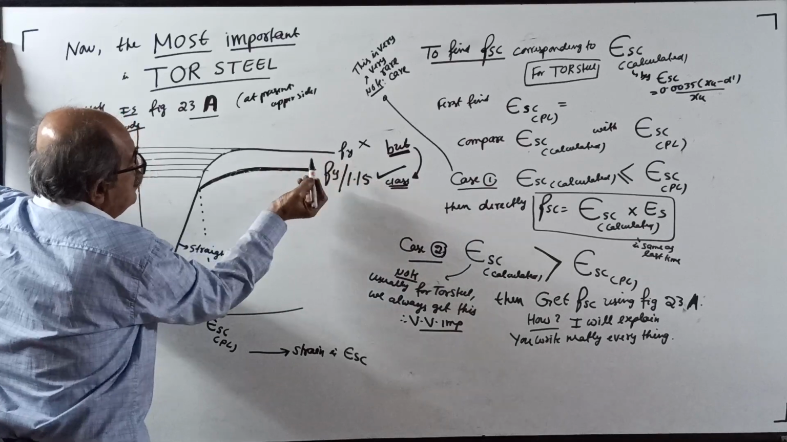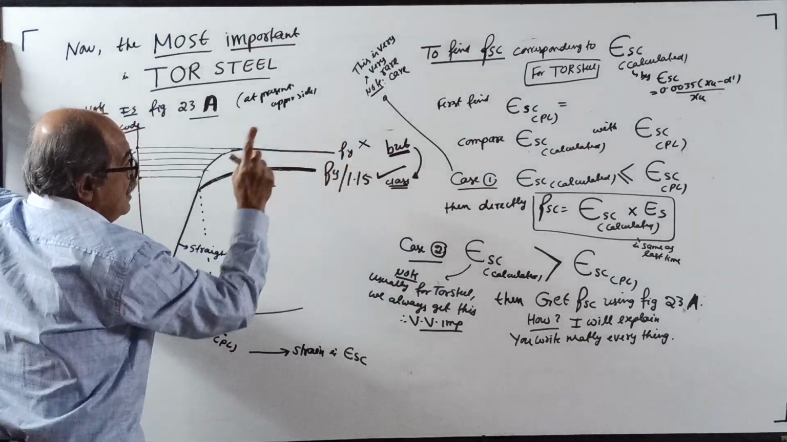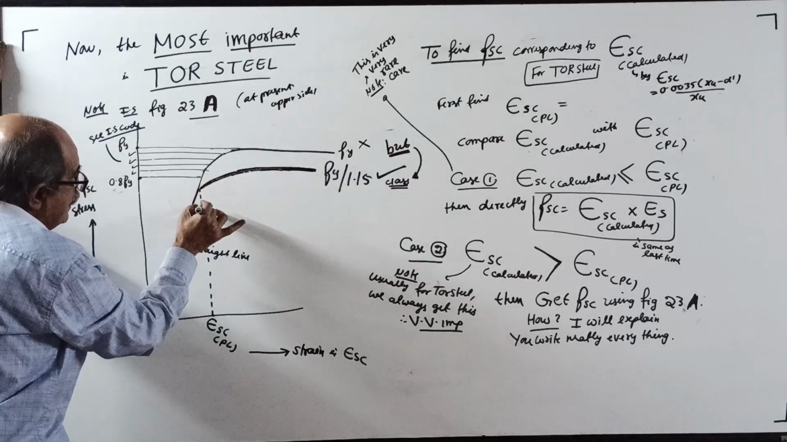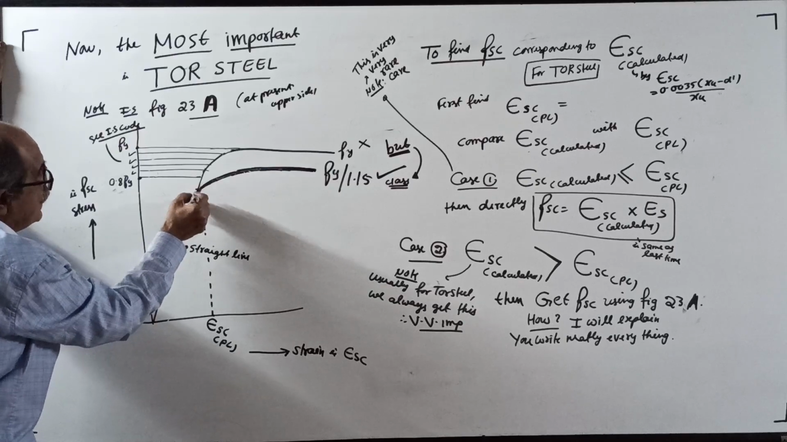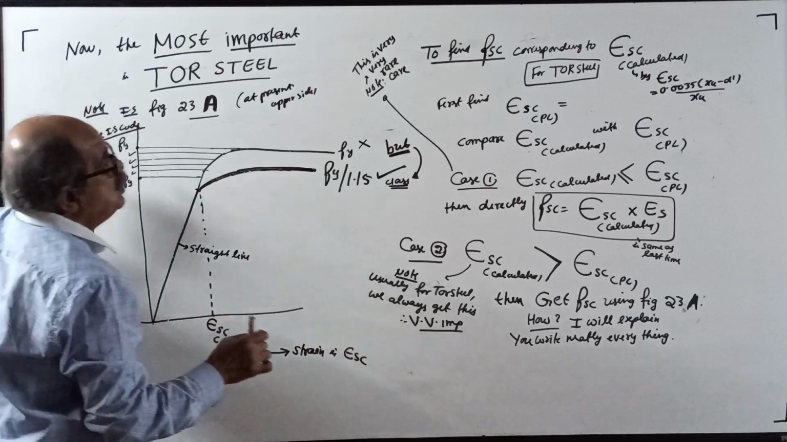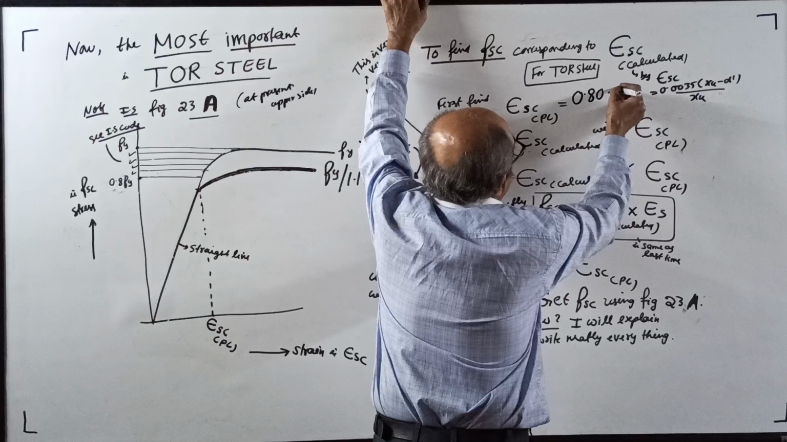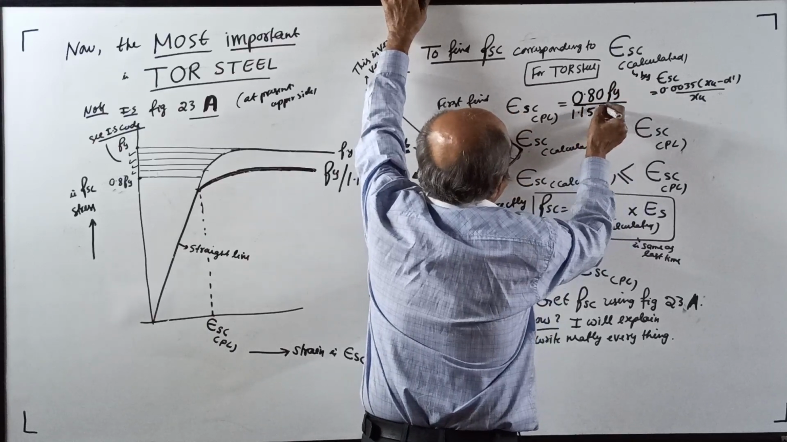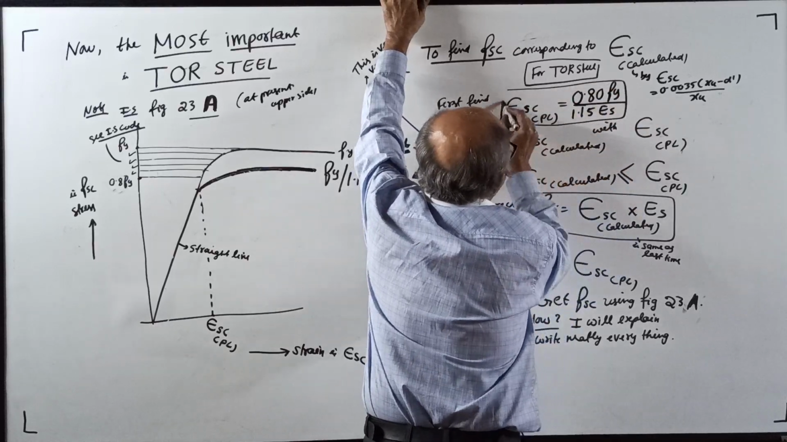Remember one important thing. This is the Fy curve. This is the Fy by 1.15 curve. You should not use this one. The IS code told to use this curve. If you use that curve, see this point, if you come down here, this is epsilon SC PL. This is a straight line, the end of the straight line for this curve. That value is equal to 0.80 Fy divided by 1.15 ES. Remember, I won't tell it once again.